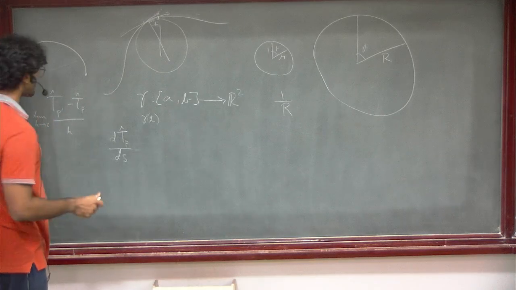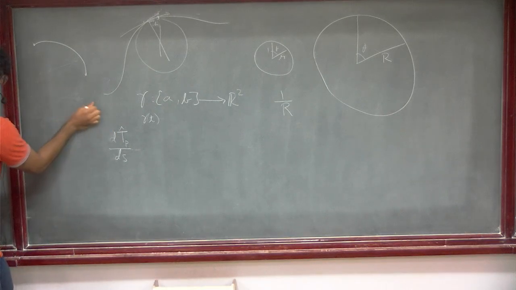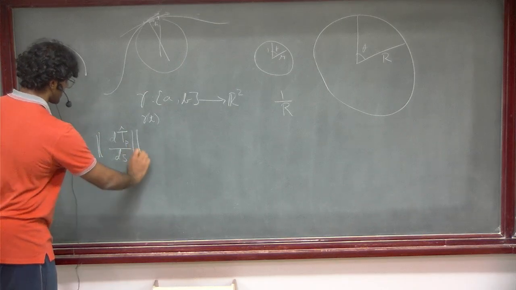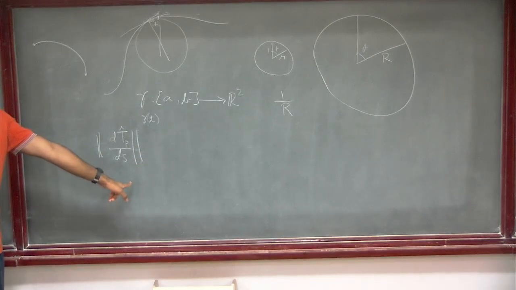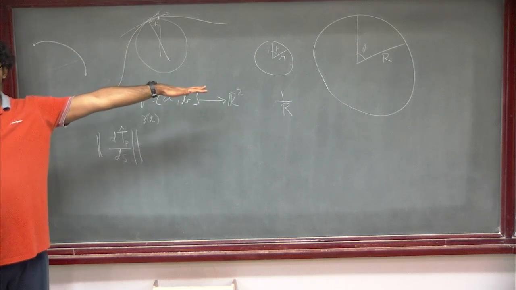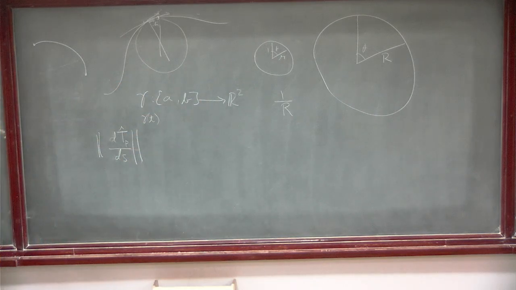Right? The same way you define derivatives. And you just care about the magnitude. I'm claiming the magnitude of this is our curvature. And in fact, I'm claiming that it agrees with the notion of curvature we have already. So why am I saying this?